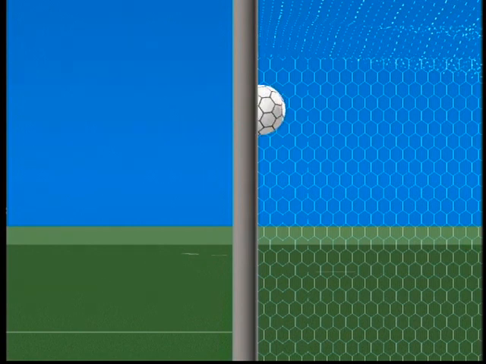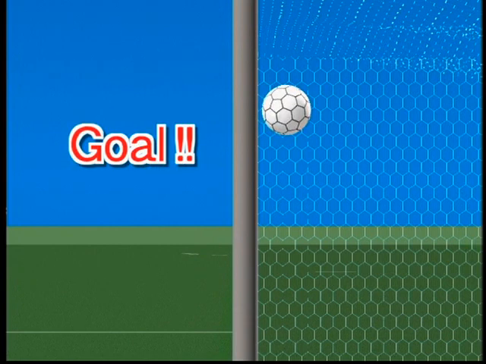Here, the ball has not yet passed over the goal line, so no goal is awarded. Here, the ball finally passes over the goal line, so a goal is awarded.